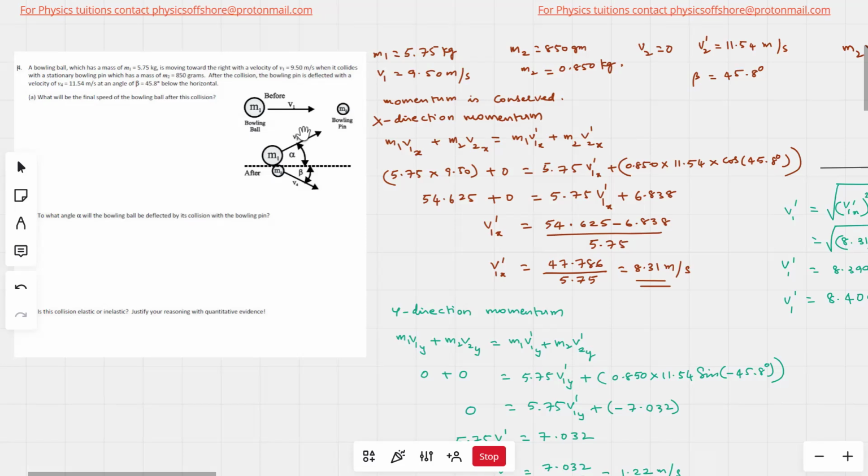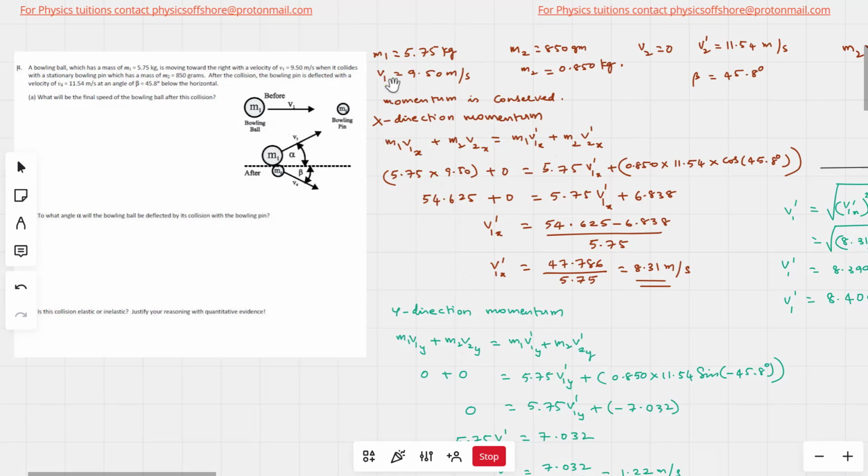So let us write the momentum. As we already discussed, momentum is conserved. Let us write the momentum along the x direction and y direction. Now, what is the x direction momentum? Momentum before collision is equal to momentum after collision. So m1v1x plus m2v2x is equal to m1v1x dash plus m2v2x dash.